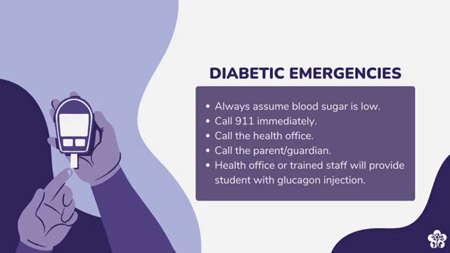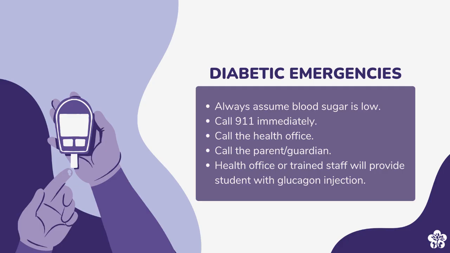In a diabetic emergency, if a student loses consciousness, has a seizure, or cannot swallow, you will need to do the following procedures. In a diabetic emergency, always assume that the blood sugar is low. Hypoglycemia can become life threatening very quickly. In a diabetic emergency, call 911 immediately. Medical staff and CPR trained staff should be notified as well. The student's parents should be notified.